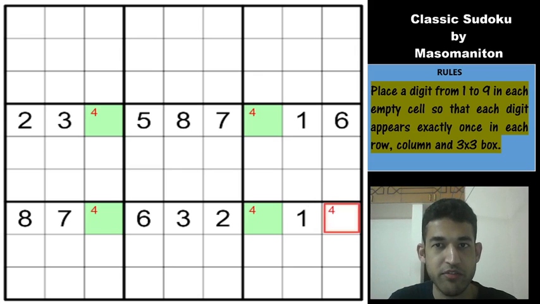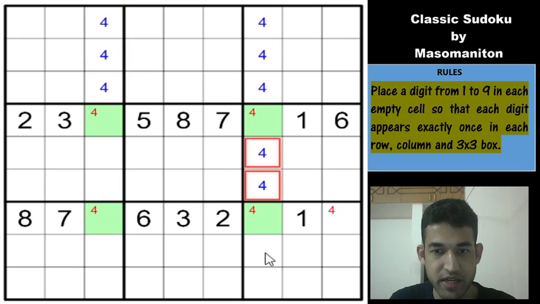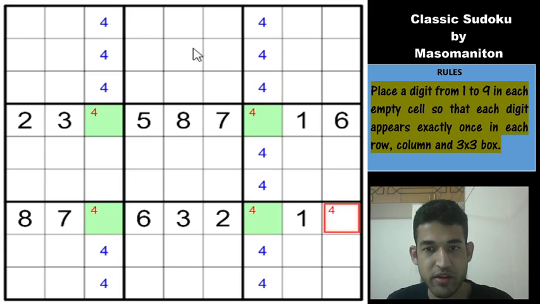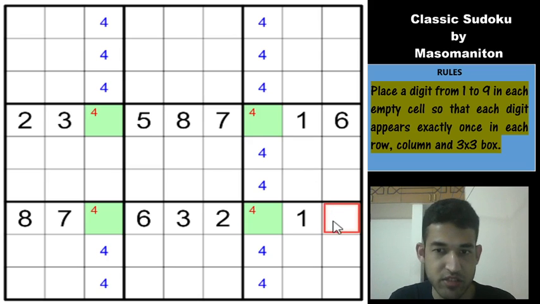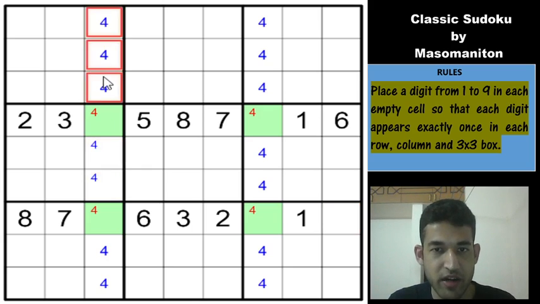So what the finned technique says is that, let me write the candidates first. So in a normal X-wing, you would have eliminated the 4 from all these cells, right? So imagine that the 4 is not possible here. For a second, let us remove the 4 from here. Imagine that the 4 is not possible from here. So using the normal X-wing, you would have eliminated all these 4s, right? All these cells highlighted would have been eliminated from being 4s.